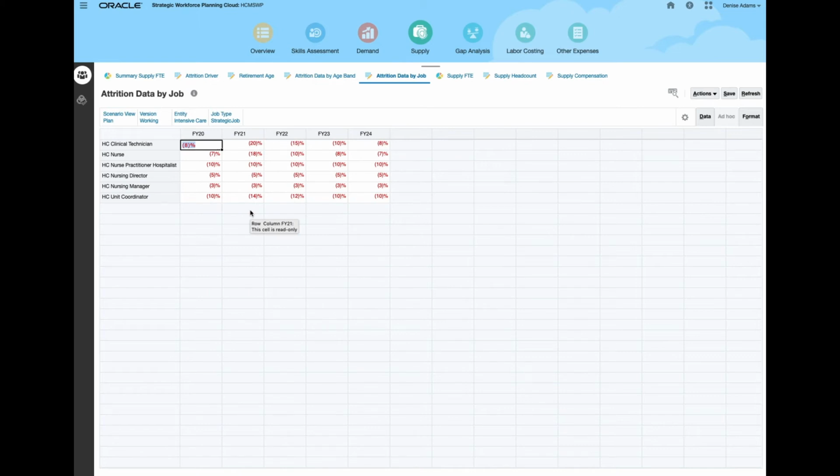I'm predicting for certain jobs a peak in attrition through FY21 and into 2022, with that then tailing off as we move forward. So for example, for some of my job roles, I'm predicting that I'm going to get almost no attrition above and beyond the normal 5% turnover, in this case on my nursing director. However, on my clinical technician, I can see that I'm running typically at around 8%. I'm predicting a peak of attrition next year, with that tailing off and returning back to normal within a few years. But clearly, I've got to account for this peak in turnover as it occurs.